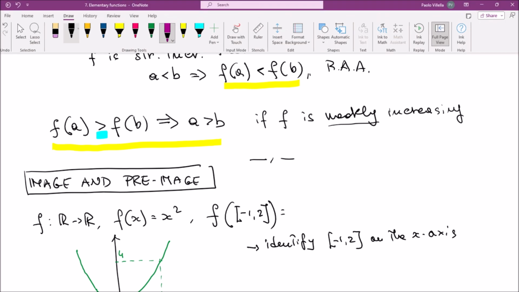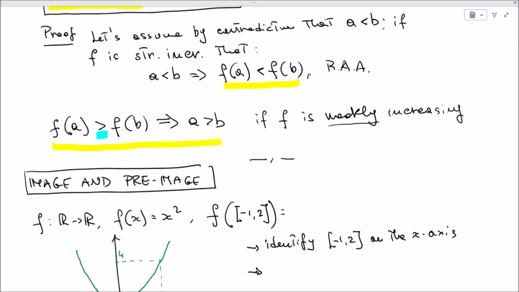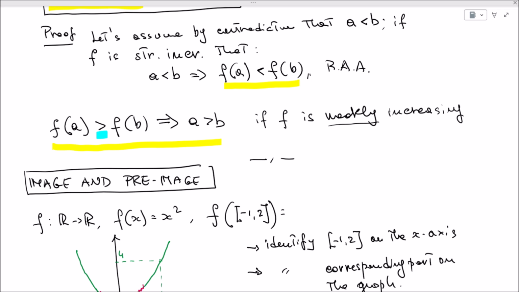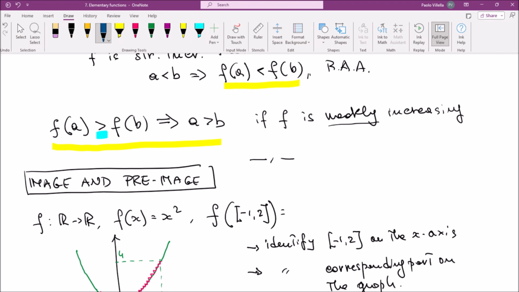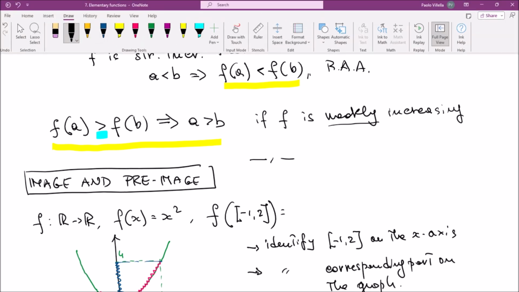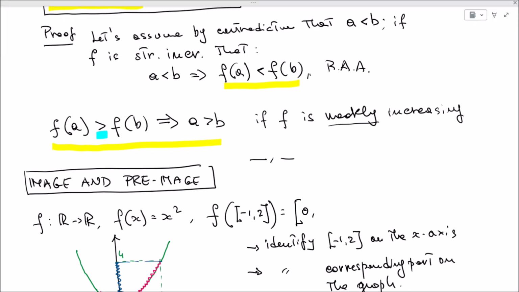Then, the next step is identifying the corresponding part on the graph. And what is the corresponding part of the graph? Well, this is the part that corresponds to the chosen interval. And now, as a final step, we need to project on the y-axis. So if we do the projection on the y-axis of this, what we get is exactly this. So finally, we can say that the image of -1, 2 is the interval 0, 4.